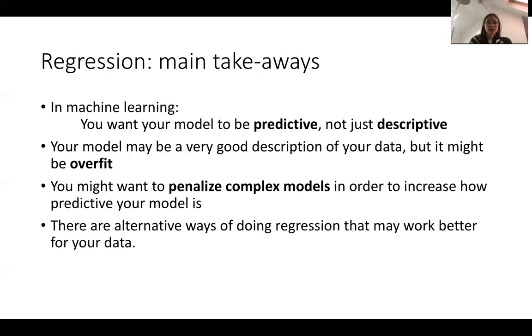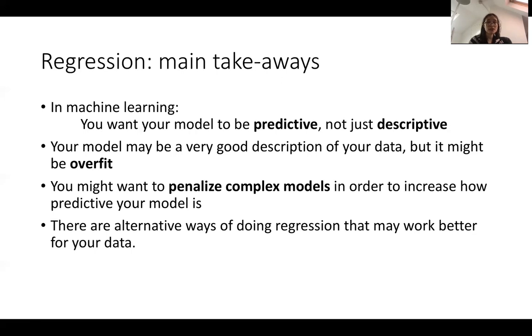So the main takeaways is that in machine learning, you want your model to be predictive, not just descriptive. And for this reason, we need a training set and a testing set, even when we do regression. Your model might be very descriptive of your data, but it could be overfit. In addition, you might want to penalize complex models in order to increase how predictive your model is. Also, there are alternative ways of doing regression that might work better on your data depending on how your data is structured.